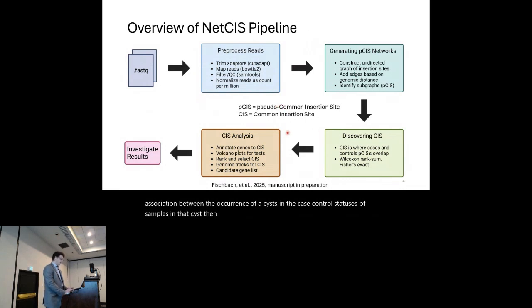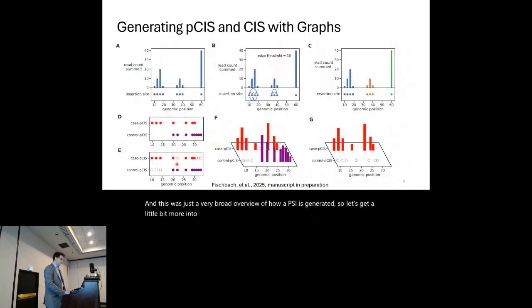Then we can analyze our common insertion sites, annotating genes to a CIS, volcano plots for the statistical tests, ranking them, and having a candidate gene list outputted that users and investigators can investigate further with those results. And this was just a very broad overview of how a PCIS is generated. So let's get a little bit more into the details of that process.